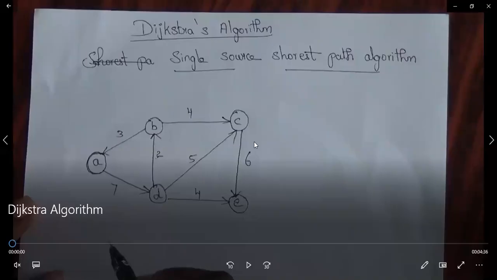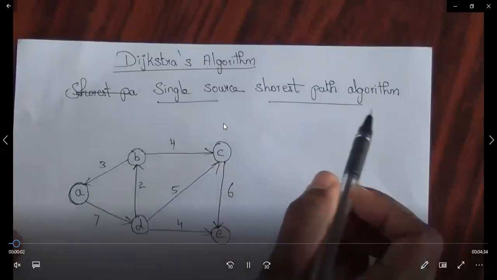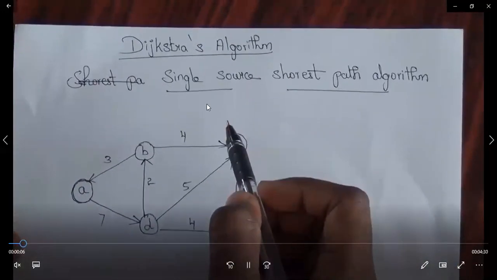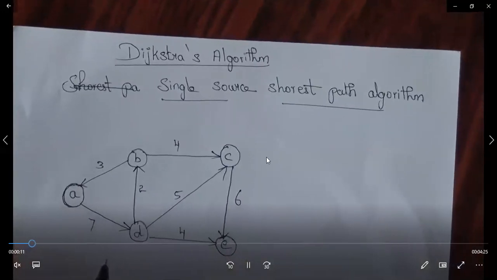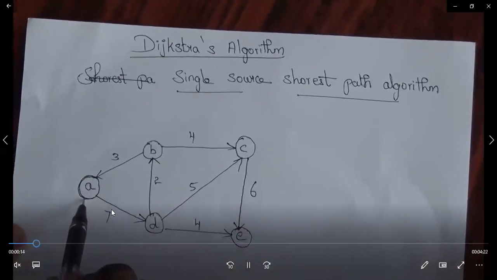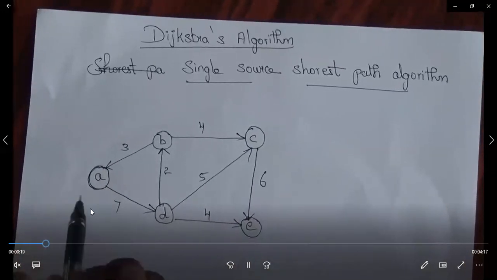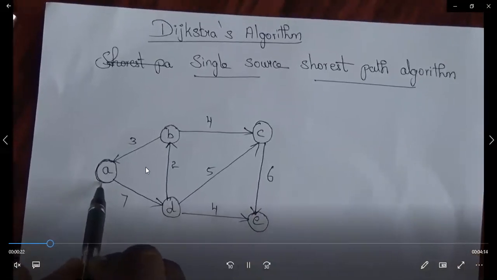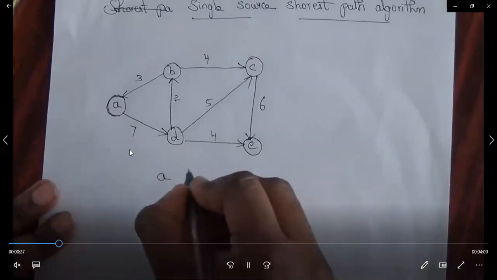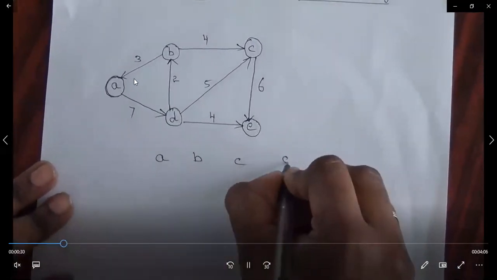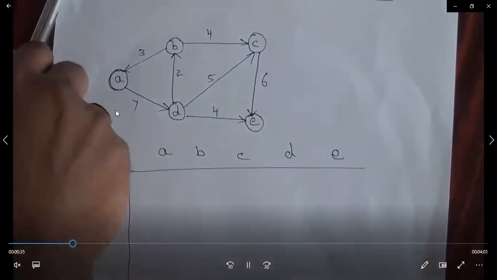Dijkstra's algorithm is called a single source path algorithm. In it, we consider only a single source. You are given a graph, and among the graph we consider one vertex as the source vertex, which is vertex A. From A, we will move on to B, C, D, E, etc. A will act as the source vertex. Among these, which is the nearest adjacent vertex of A? The nearest adjacent vertex of A is D. Now we will see how to solve it.